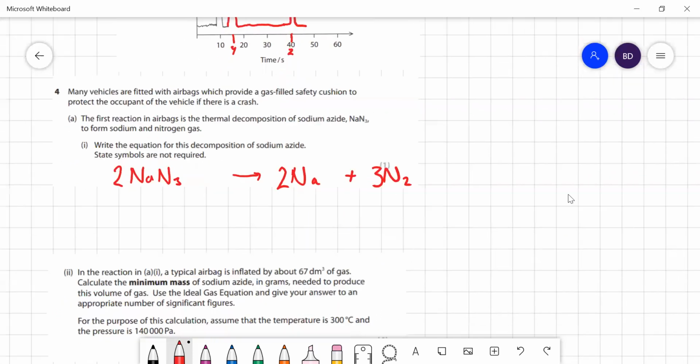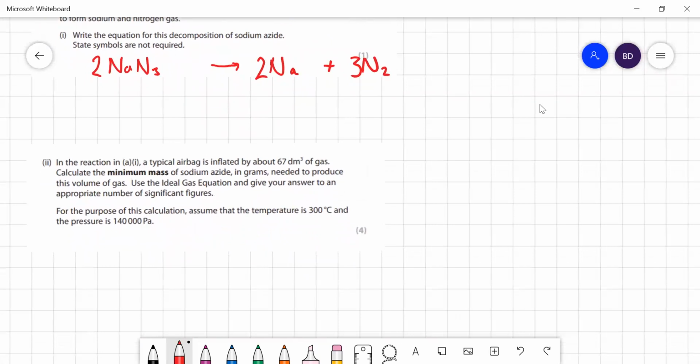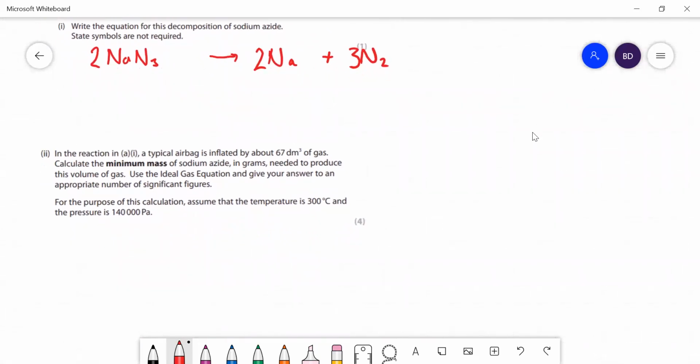Okay. Now here's the ideal gas calculation, I think. Right, in the reaction, a typical airbag is inflated by 67 dm cubed of gas. Calculate the minimum mass of sodium azide, in grams, needed to produce this volume. So what we're going to have to do is find the moles of N2 we needed to inflate the bag, and from that we can then say we're going to need 2/3 that number of moles of sodium azide. First of all, let's find the moles of N2.